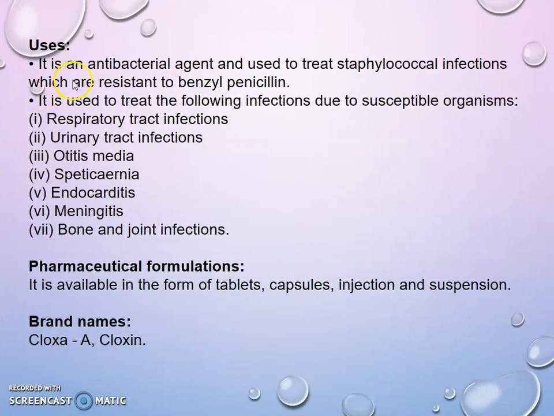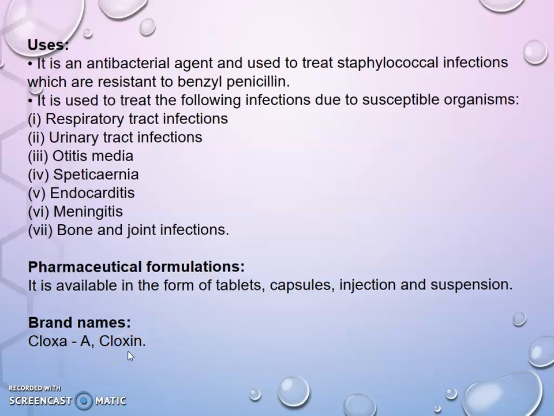Uses: it is an antibacterial agent and used to treat staphylococci infection which are resistant to benzylpenicillin. It is used to treat the following infections due to susceptible organisms: respiratory tract infection, urinary tract infection, otitis media, septicemia, endocarditis, meningitis, bone and joint infections. Pharmaceutical formulation. It is available in the form of tablet, capsule, injection and suspension. Brand name: Cloxacillin.